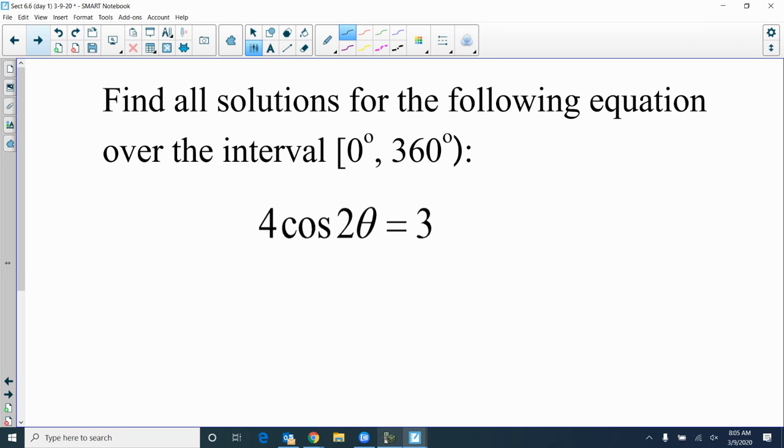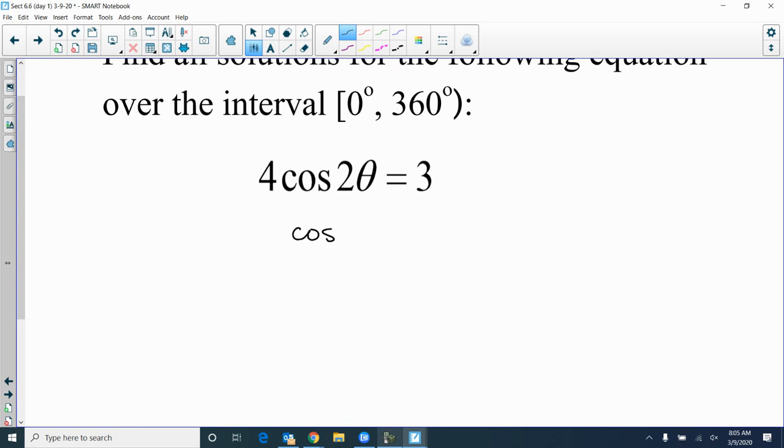All right, we're just going to do this one more. 4 cosine 2 theta equals 3. What's the interval it gives us? 0 to 360, so we need to be in degrees. Divide by 4. You get 3/4.